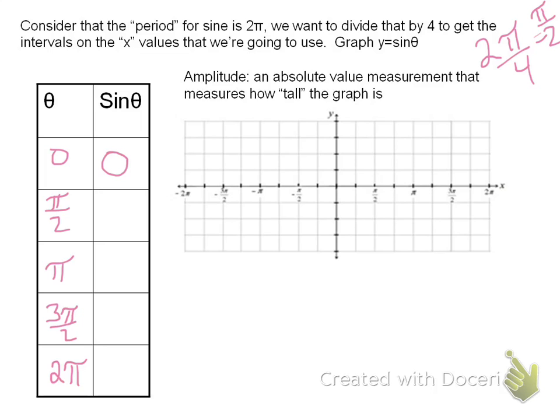At pi over 2, what's the sine of theta? 1. At pi, what's the sine of theta? 0. At 3 pi over 2, what's the sine of theta? -1. At 2 pi, what's the sine of theta? 0. In fact, if you keep going around and around and around the circle, you're going to see that every pi over 2, this repeats.